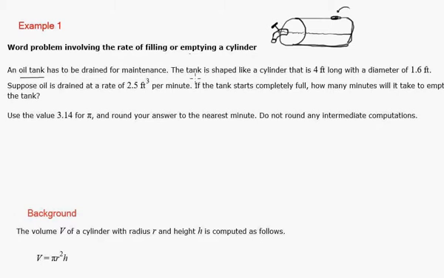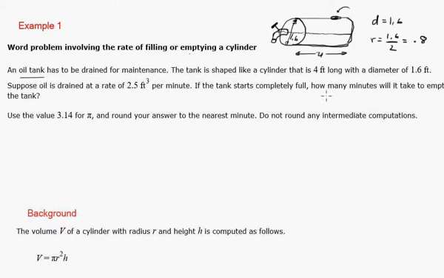So the tank is shaped like a cylinder, so it's 4 feet long this way, and the diameter, the distance across the circle, the face, is 1.6. If the diameter is equal to 1.6, then the radius is half of that. Radius is equal to 1.6 divided by 2, because the radius is just halfway from the center out. So that's going to be 0.8.